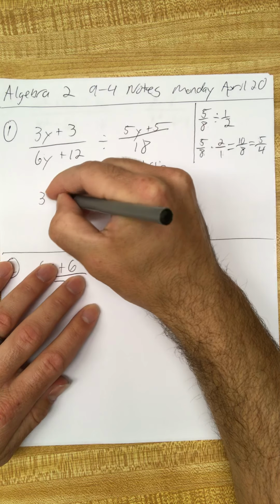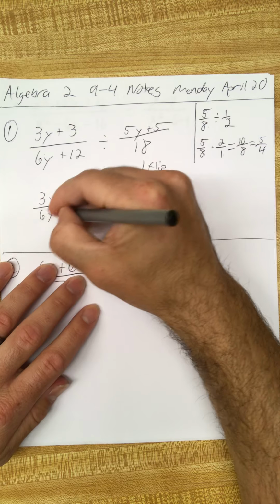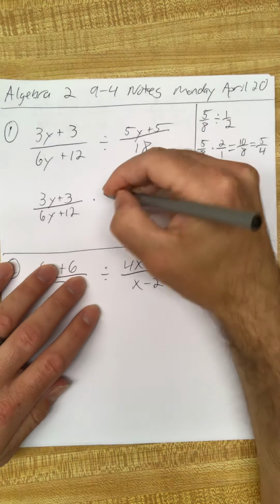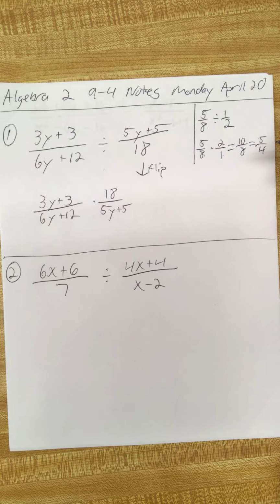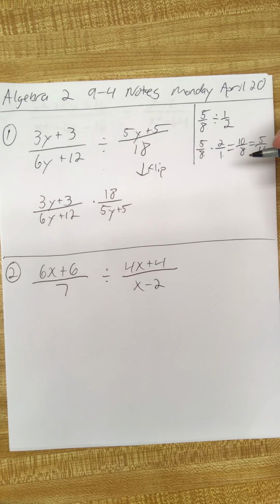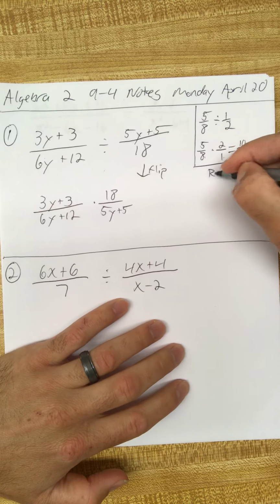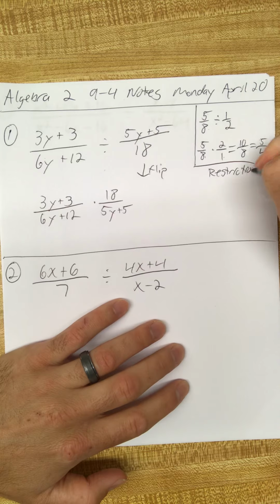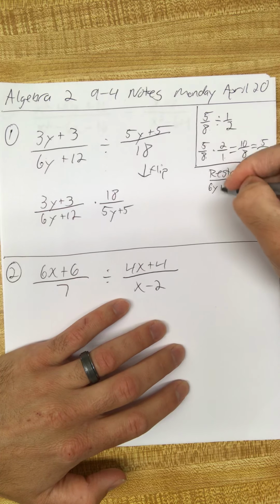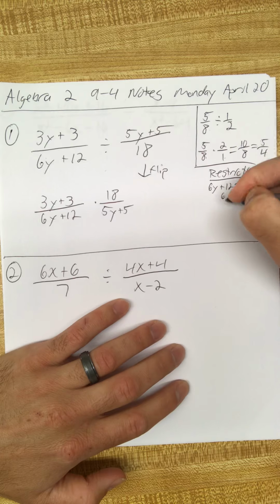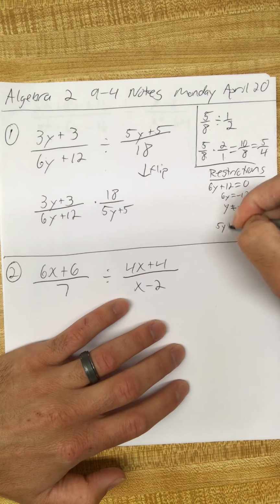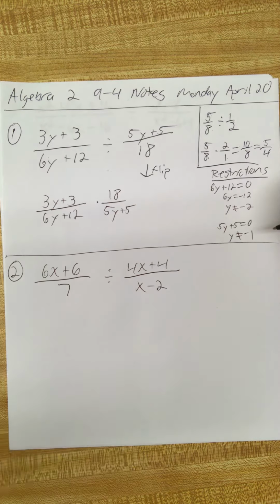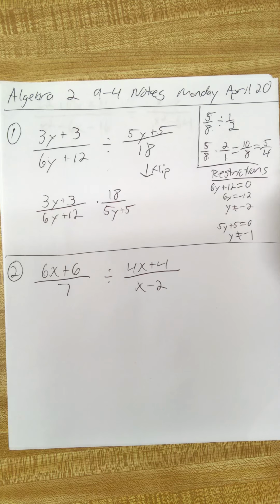First one stays the same, so I got 3y plus 3 divided by 6y plus 12 times, I got 18 divided by 5y plus 5. All right, so as far as getting your restrictions, you're going to do 6y plus 12 equals 0, so 6y equals negative 12. Y cannot equal negative 2. You got to do 5y plus 5 equals 0, so y cannot equal negative 1. So those are going to be your two restrictions on your denominator there.